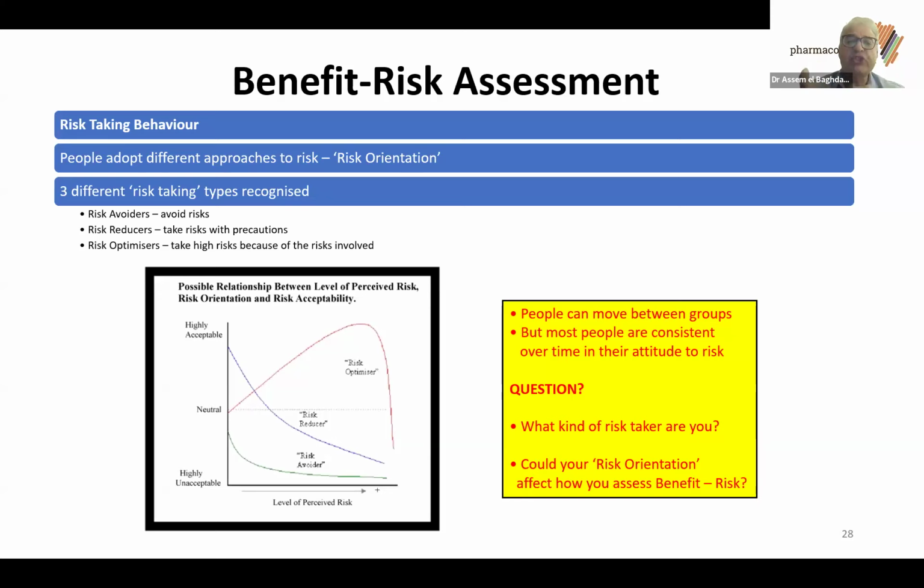And can we jump from one section to another, from one group to another? Yes, you can. You can, of course, jump from risk avoider to risk optimization. It depends on what? It depends on the product that you are working on. It depends on the indication you're working on. It depends on the population you are assessing, okay? So you could have, or let me ask you this question. Can you have one product that is assessed differently in different indications?